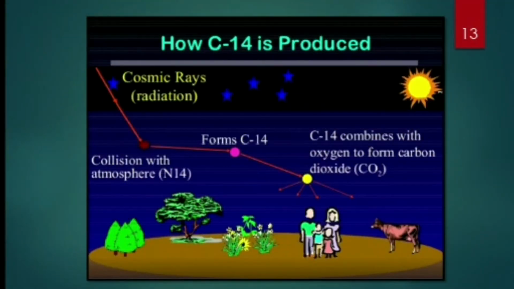This slide shows how carbon 14 is produced. The cosmic radiations enter the atmosphere and collide with the nitrogen atom. As a result of this collision, carbon 14 is produced. And this carbon 14 combines with oxygen and carbon dioxide is formed. And this carbon dioxide is taken in by plants, animals, etc.